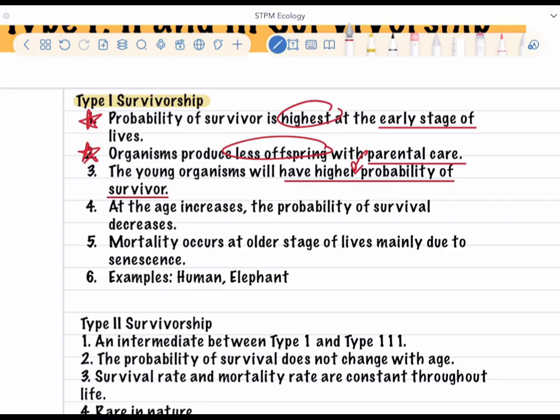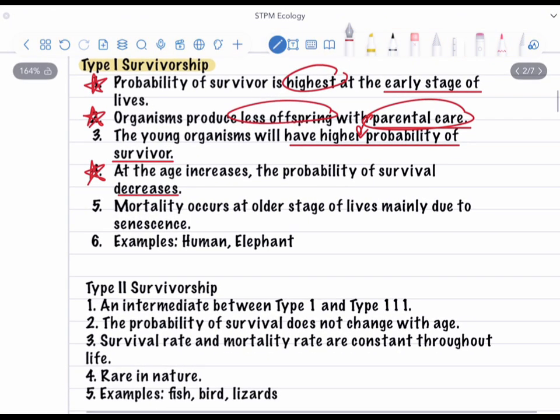Because for example, with humans, the fathers and mothers will take care of the babies. So the babies won't die easily and can grow until the adult stage, because the parents offer parental care. However, as the age increases, the probability of survival will decrease. Mortality occurs at the older stage of life mainly due to senescence, meaning the people or organisms are already getting old. That's why they start to die. And mortality means death, or we can say the death rate.